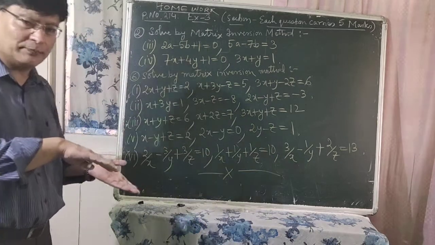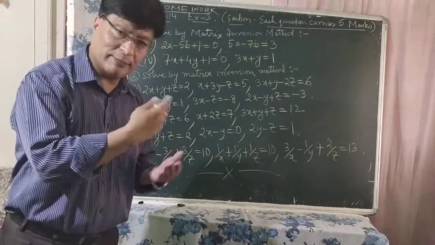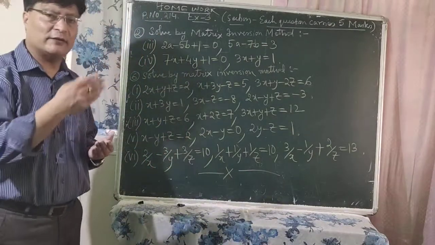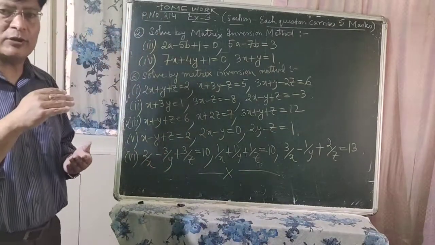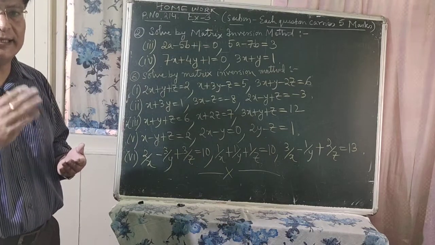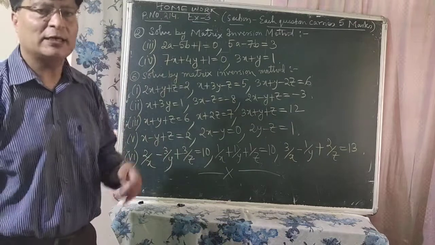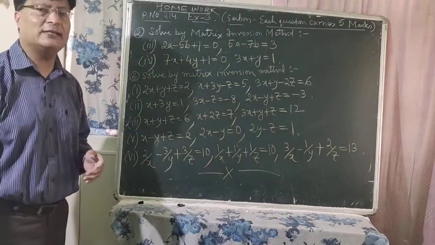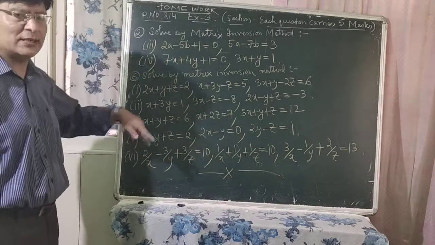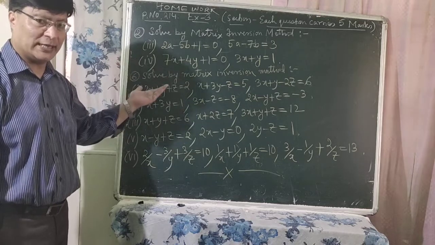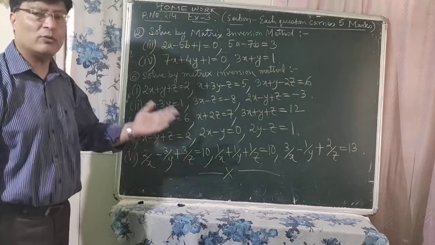Then again you have to, using matrix inversion method, find out the values of a, b and c. Again you have to convert that a, b and c in terms of 1 upon x, 1 upon y, 1 upon z respectively to get the values of x, y and z. So you can use the same method that we have done today. Okay, so these are your homework.